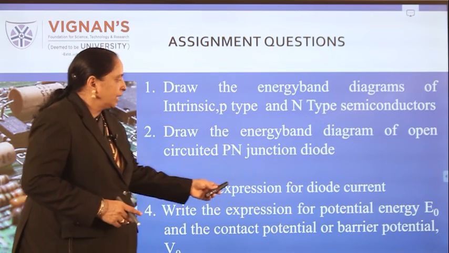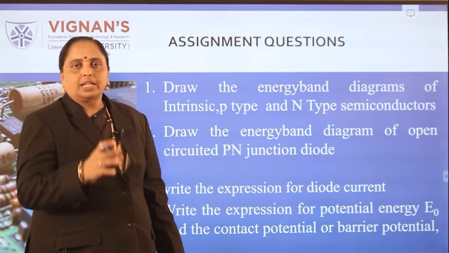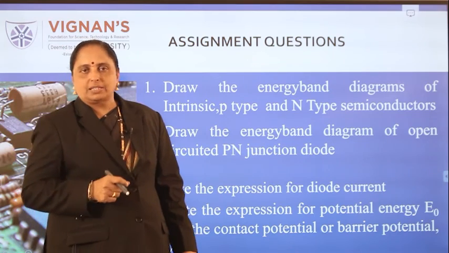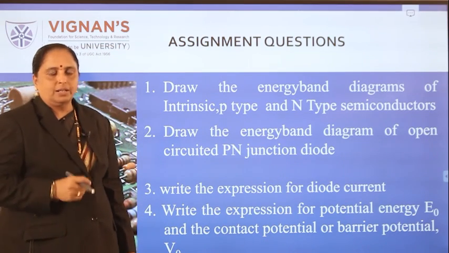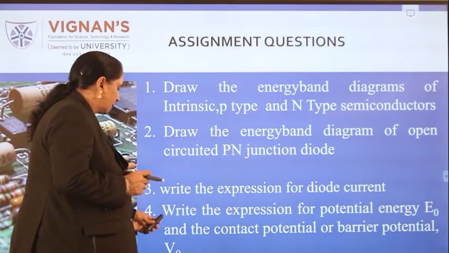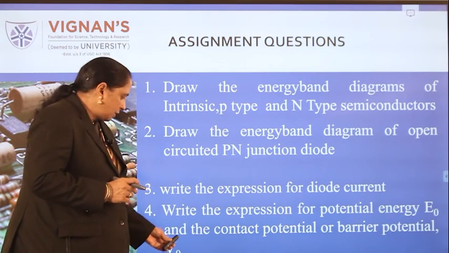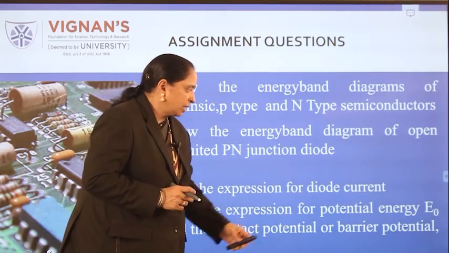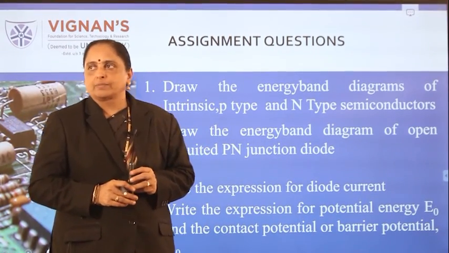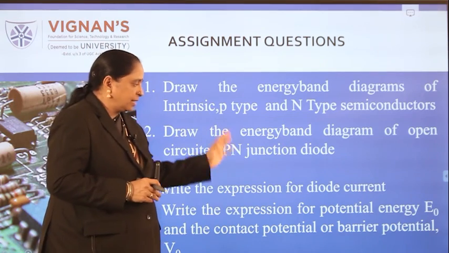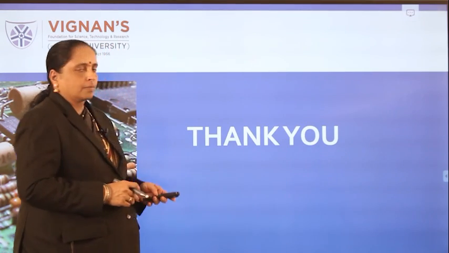Next, write down the expression for diode current. So I equals I0 into (e to the power V by eta Vt minus 1). And here you write both special cases also, under forward and reverse bias conditions. Next one is, write the expression for potential energy E0 and contact potential V0 in an open circuited PN junction. So please answer all these assignment questions. Thank you.